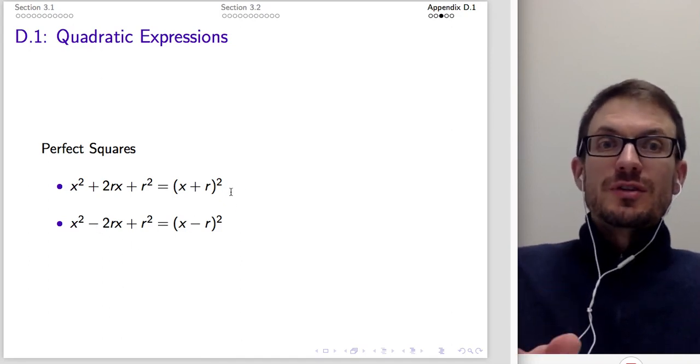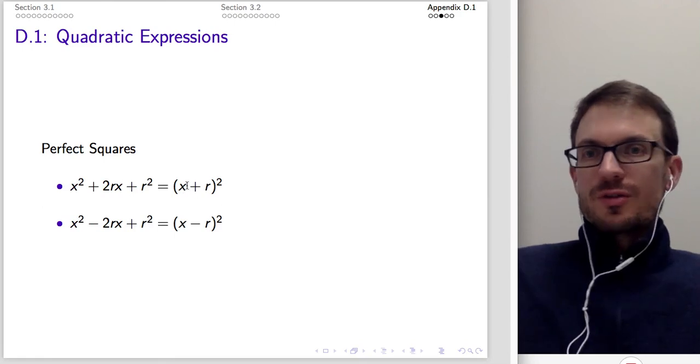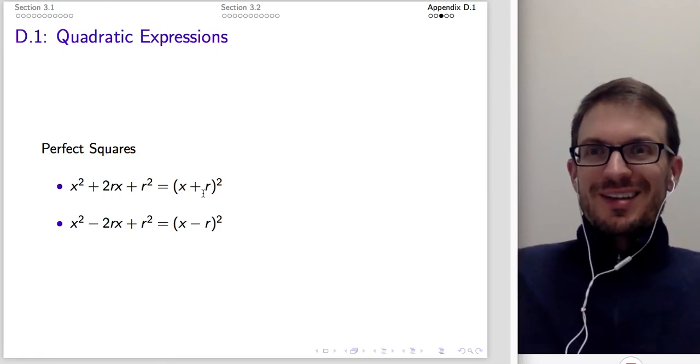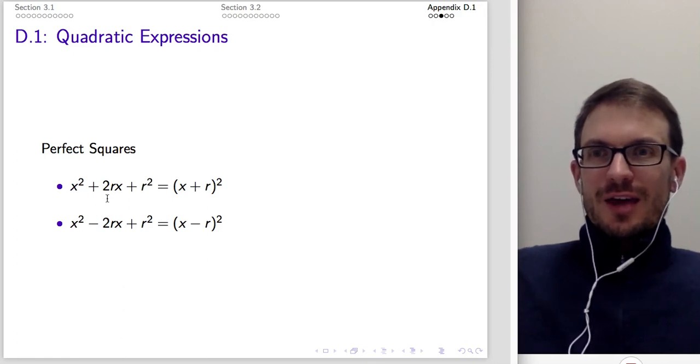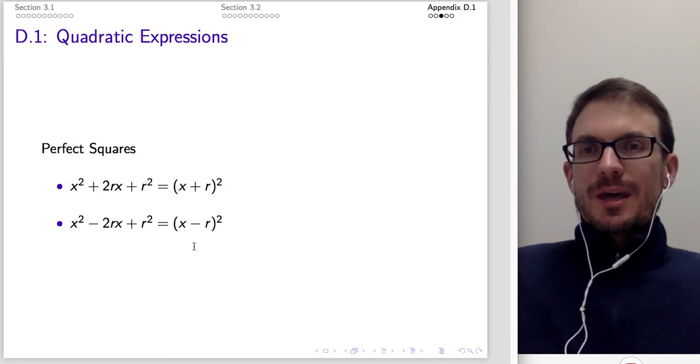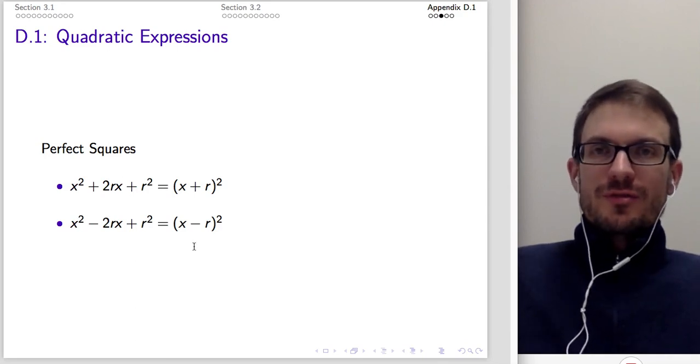If this is confusing for you, make up some numbers right here. Try something out. Try x plus 1, that quantity squared, and expand it, and see what you get. You'll get x squared plus 2x plus 1. All right, so make up a couple of those and do enough so that you see the pattern and you feel comfortable.